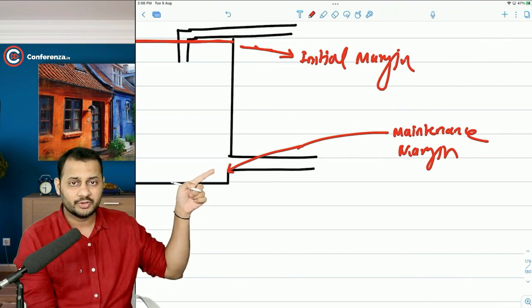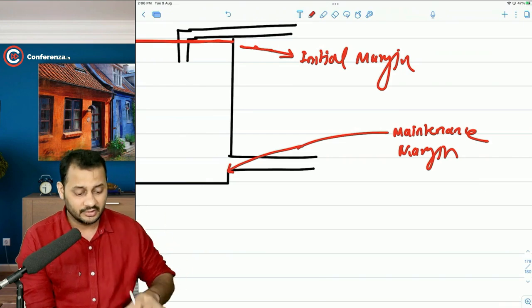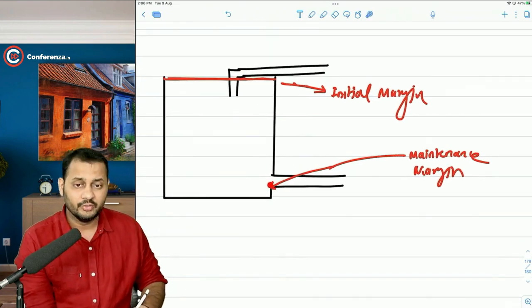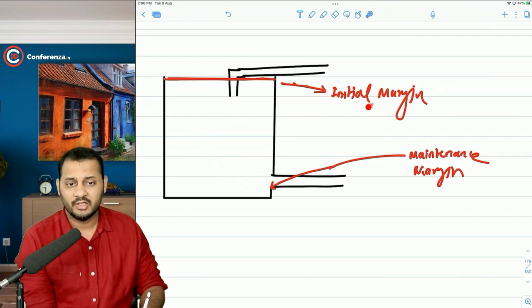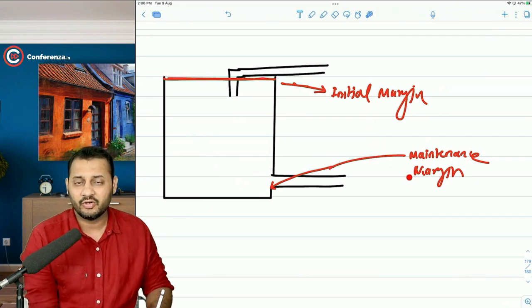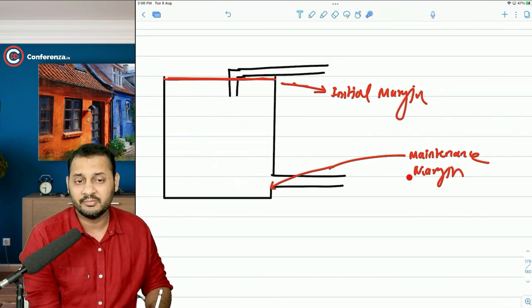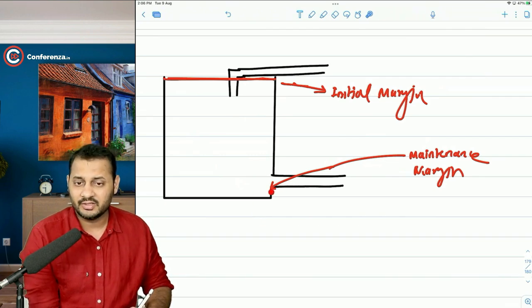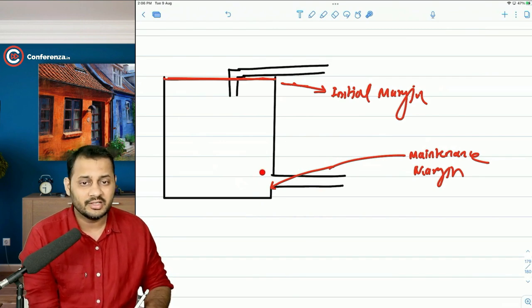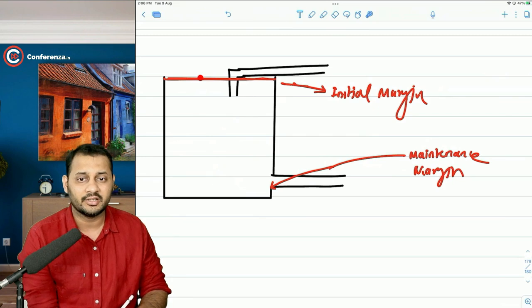The moment it comes to this level, understand the last sentence. The moment you realize that the water has come to this level, you will start the motor and you will make sure that the water has gone up to the initial margin level. So maintenance margin is there for the safety or for the emergency, below which you cannot let the water go down, because once the water level hits this point, you will stop getting the water in your taps, you will start the motor automatically and you will make sure that it is filled up again at this level.